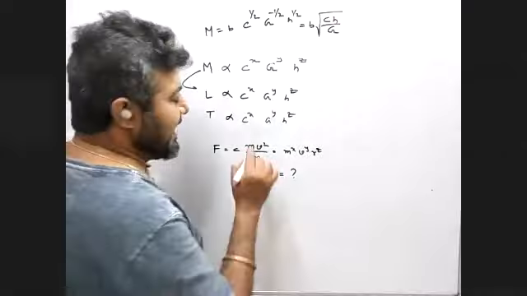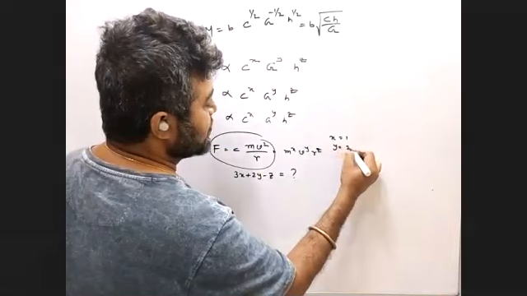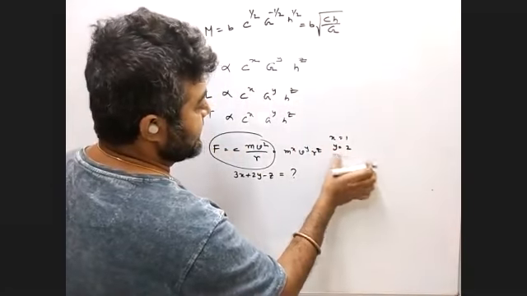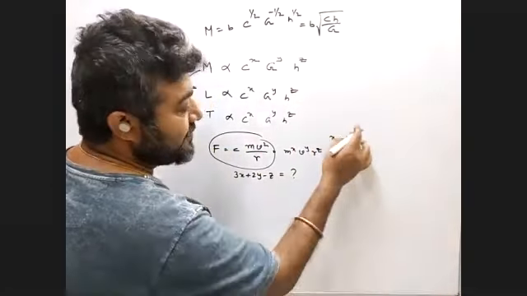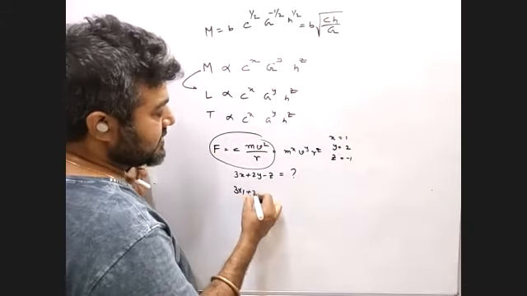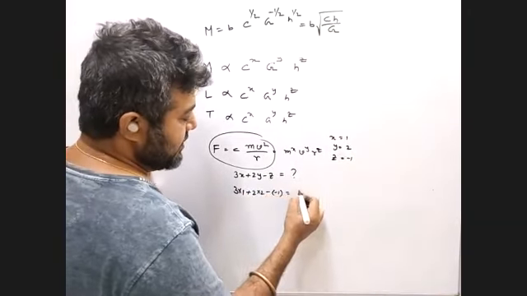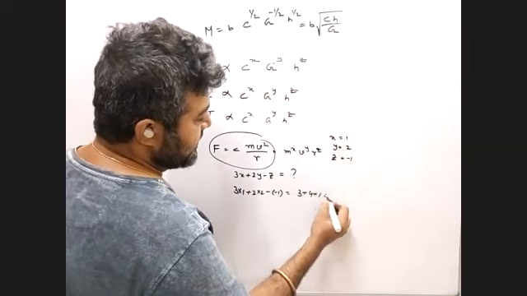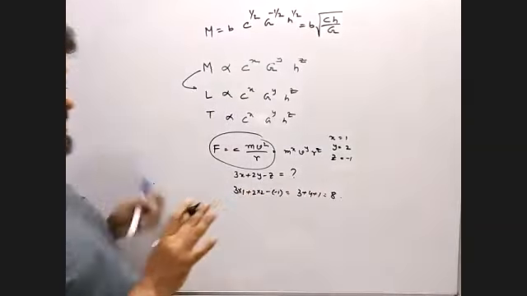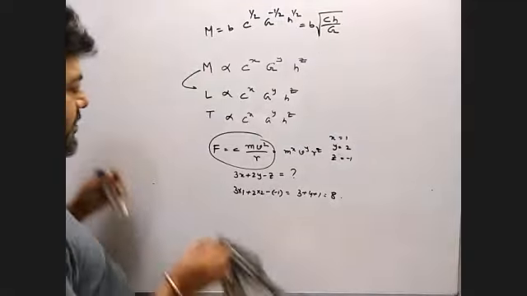So the main target is to find out this one: x is 1, y is 2, z is minus 1. If you get this, now it's very simple. 3 into 1 plus 2 into 2 minus 1. So 3 plus 4 plus 1, that is 8. Everyone, is it okay? Yes, sir.